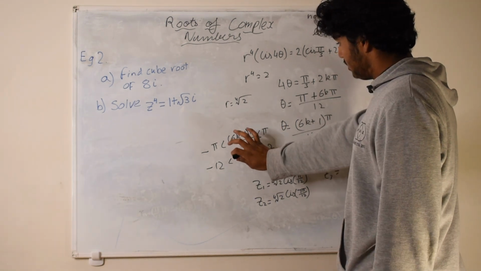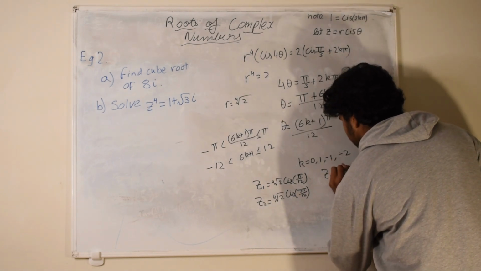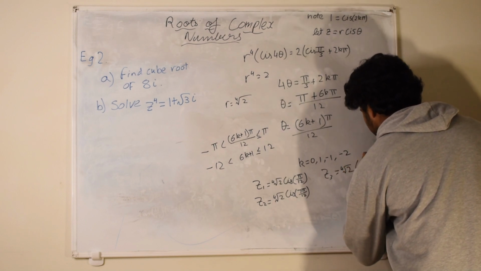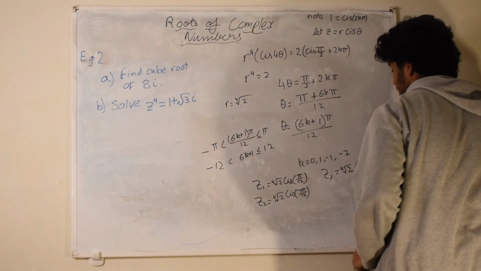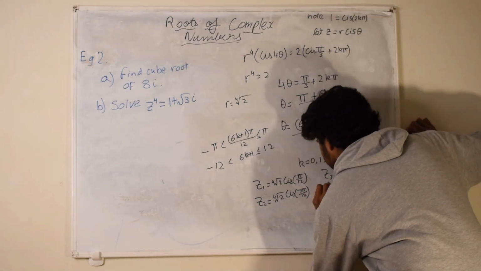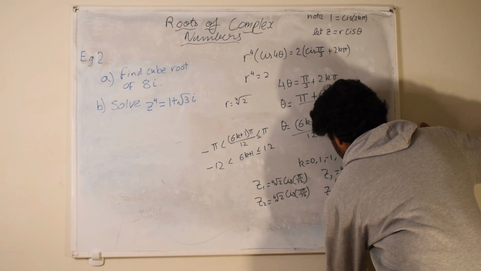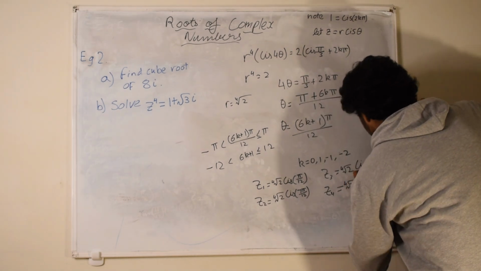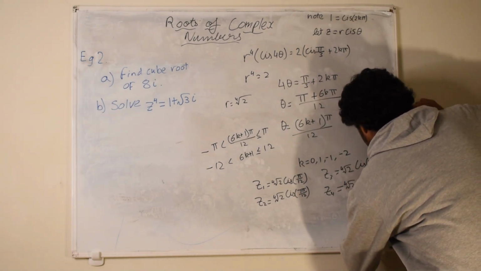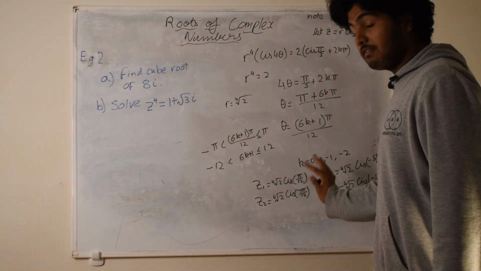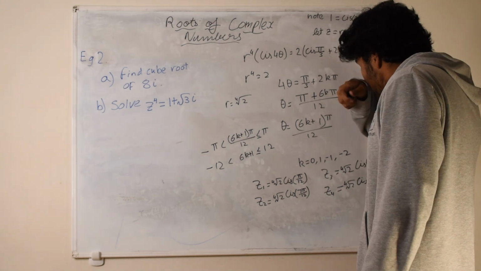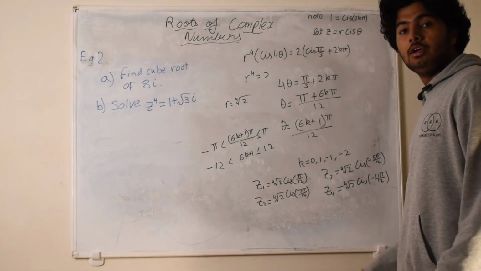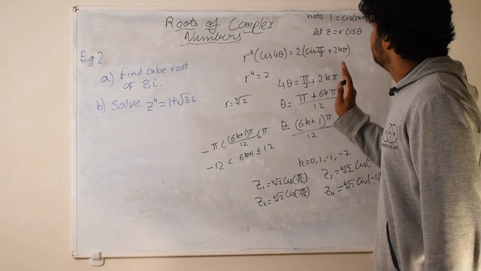Negative 1, negative 5 pi on 12, so the fourth root of 2 cis negative 5 pi on 12. And then the last one, z4, the fourth root of 2 cis negative 11 pi on 12. Again, these values will give us an ugly number if we change them into Cartesian form, so we'll just leave them in mod-arg form. So these are the 4 solutions to this question here.